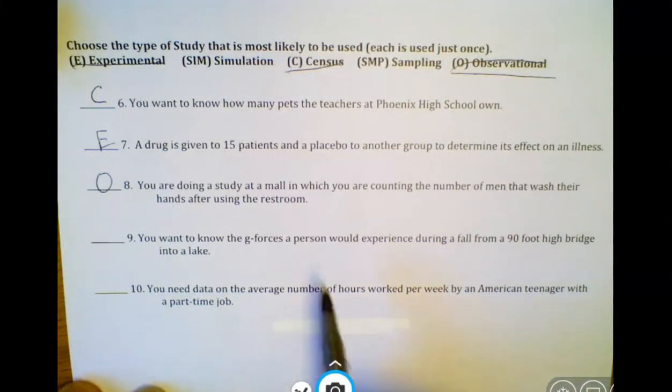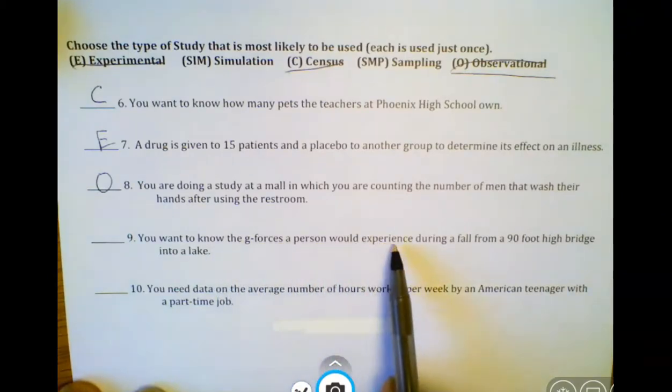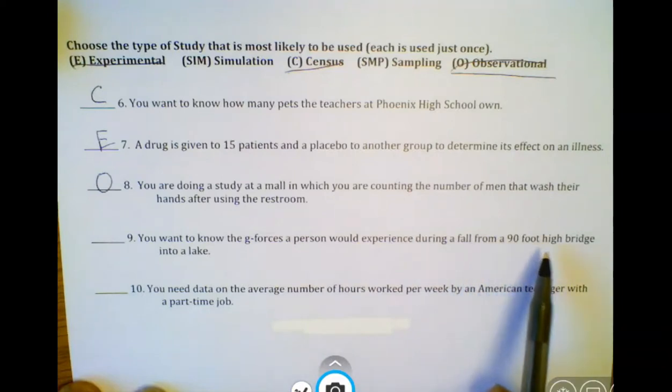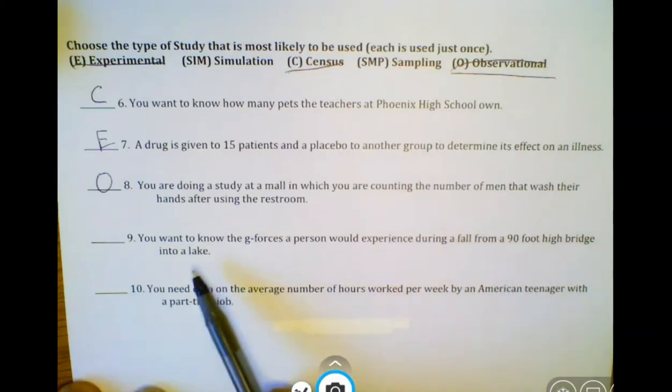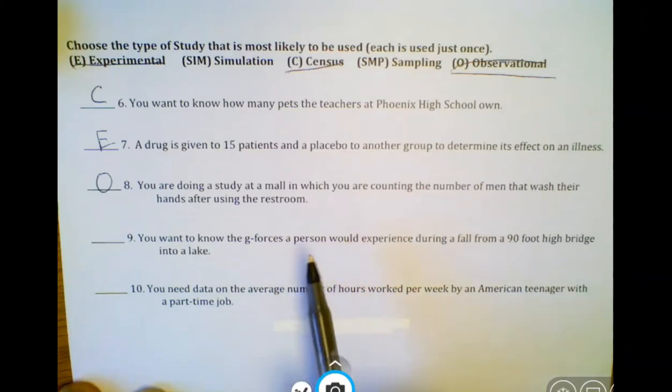You're just observing. You want to know the G-force a person will experience during a fall from a 90-foot high bridge into a lake. Now, you wouldn't use a real person. You'd probably use a dummy to measure what's happening. So this is a simulation.